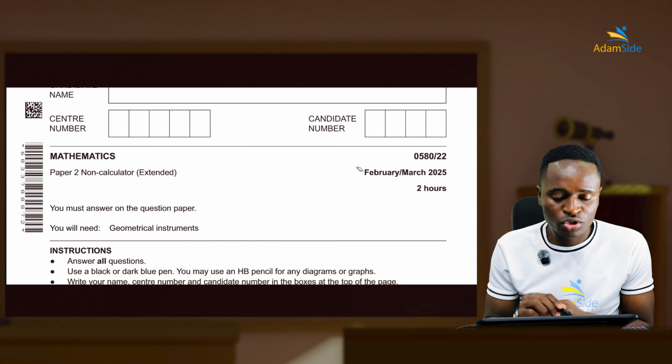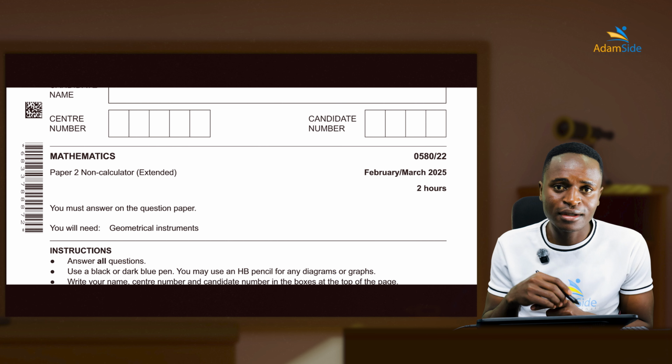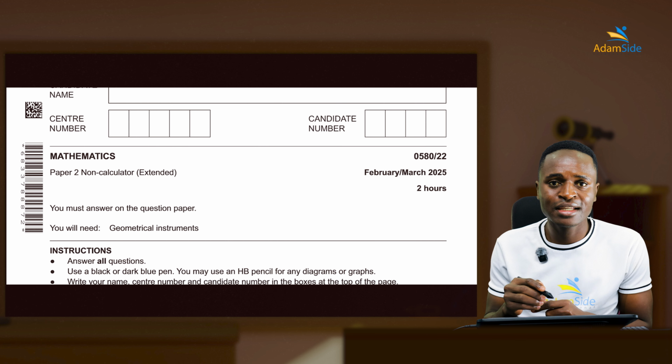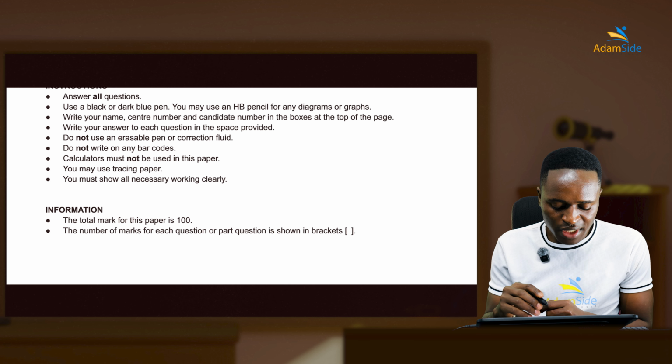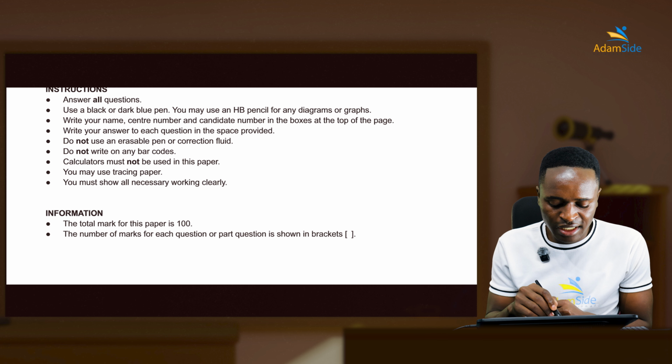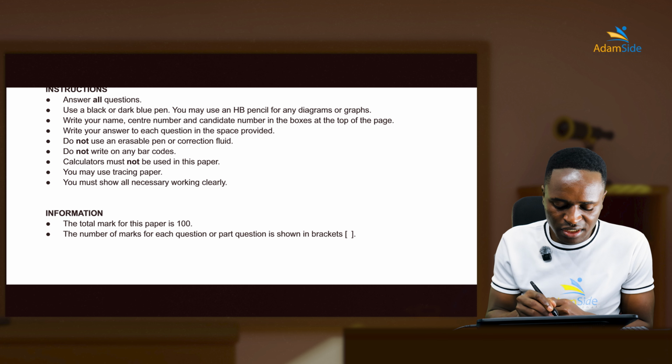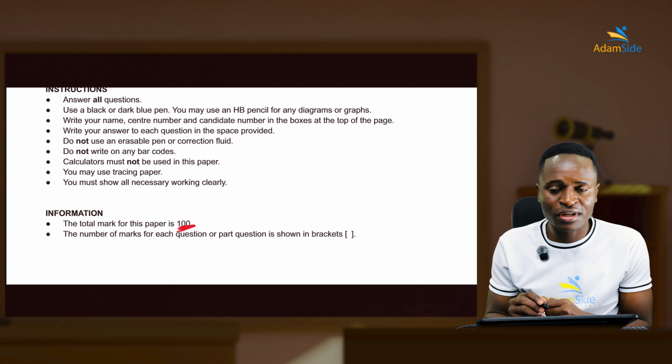So in this paper we have IGCSE, we have 2 options. We have paper 2, non-calculator extended, and then we also have paper 4, which is the calculator version. Remember, this is non-calculator, and the laws are the same. You can see here now the marks.